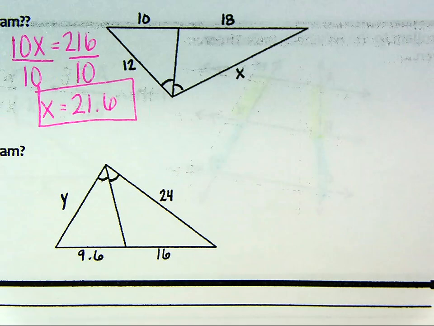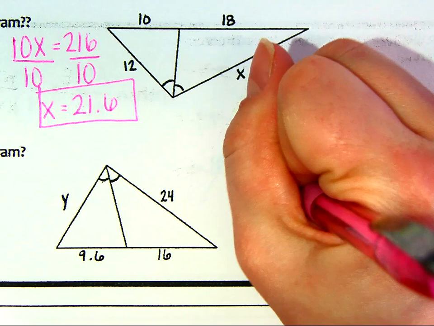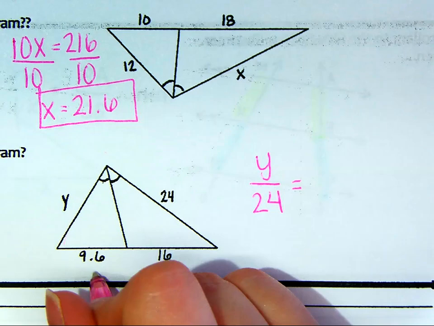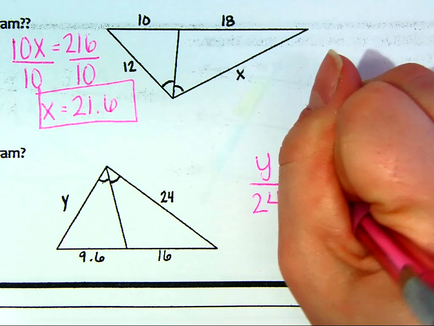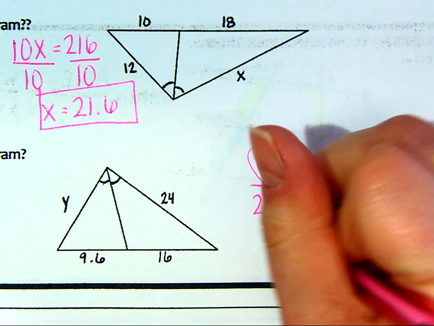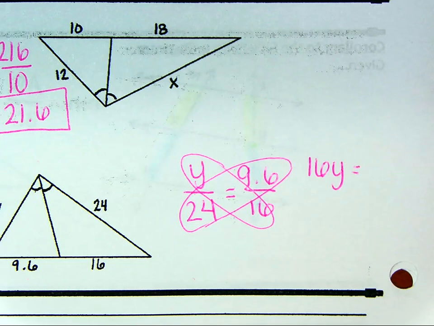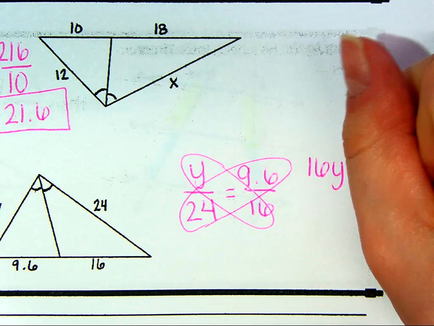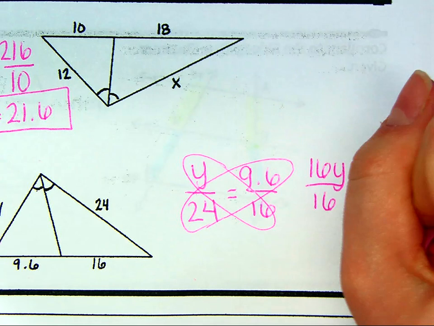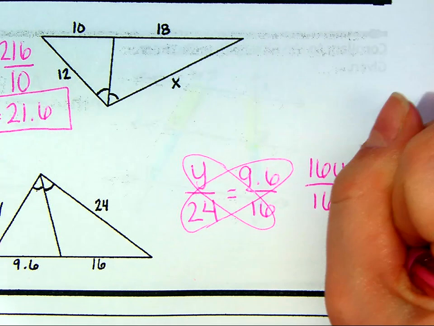Then we're going to use the same exact proportion again, but we're going to solve for y this time in the last problem. So I'm going to stack y over 24. Remember, we have to do this side over this side, equals 9.6 over 16. Then cross multiply. So 16 times y will give me 16y. 9.6 times 24 is going to give me 230.4. Divide both sides by 16. So y becomes 14.4.